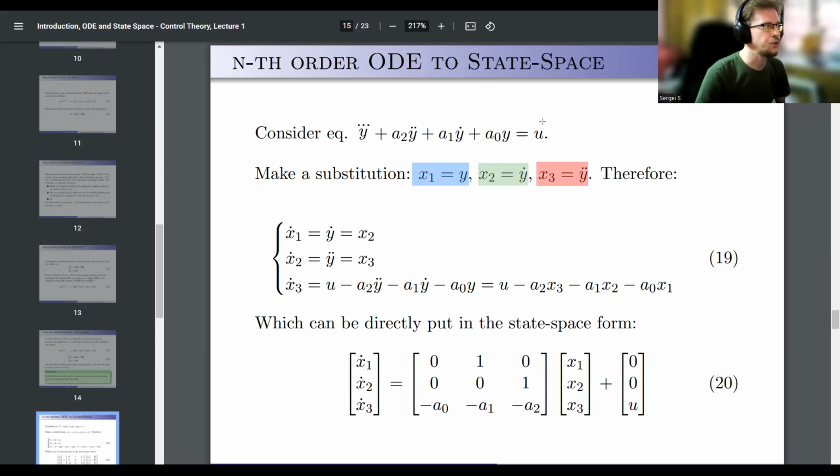I can always choose a variable x1 to be equal to y, x2 to be equal to y dot, x3 equal to y double dot. There is nothing mathematically that I am breaking here. So I can do it. That is all, right? So let me write it here as a system of equations.